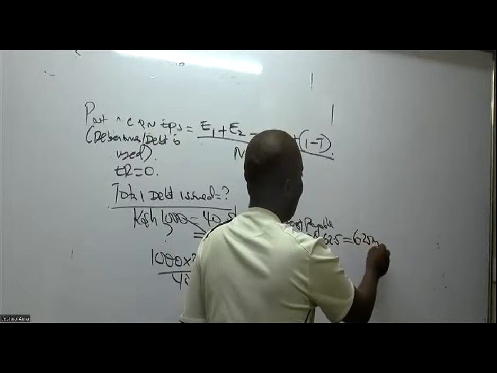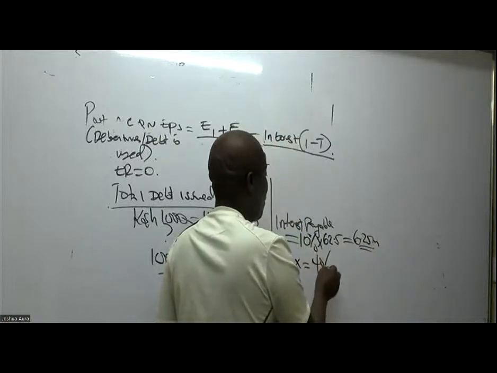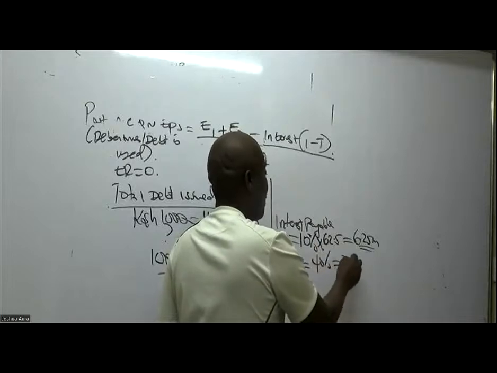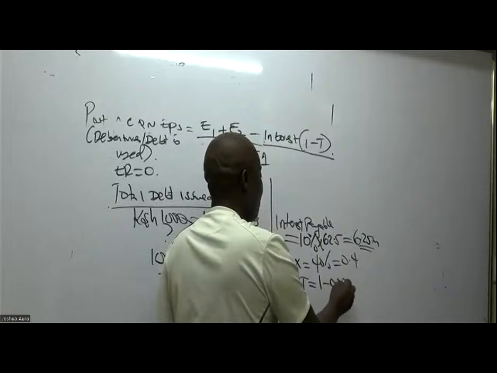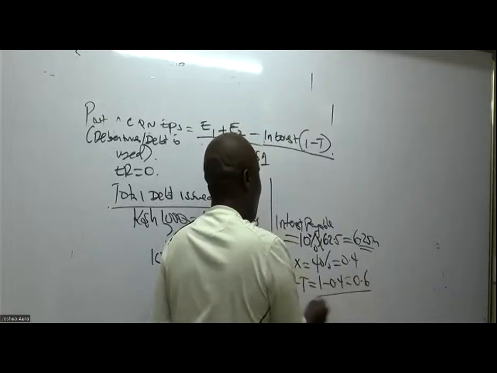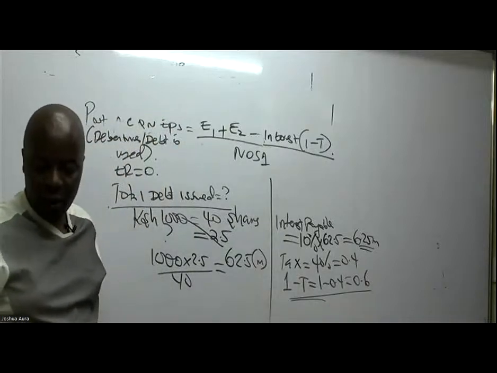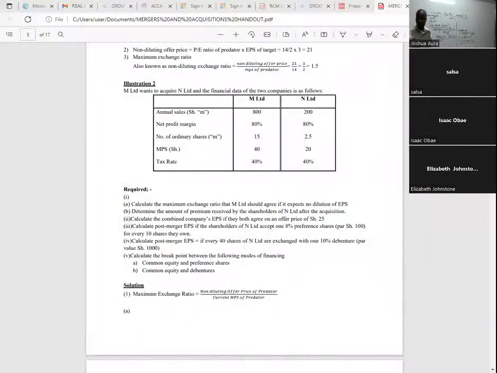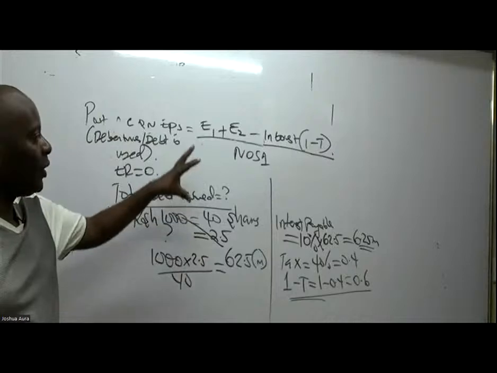So 6.25 million. And then, of course, they have given me the tax rate. Tax rate in the question is 40%, which is the same as 0.4. So 1 minus tax will be 1 minus 0.4, which will give me what here, somebody? 0.6. This is where I got my 40% from. Tax has been given, it's 40%. It's not always 30%.